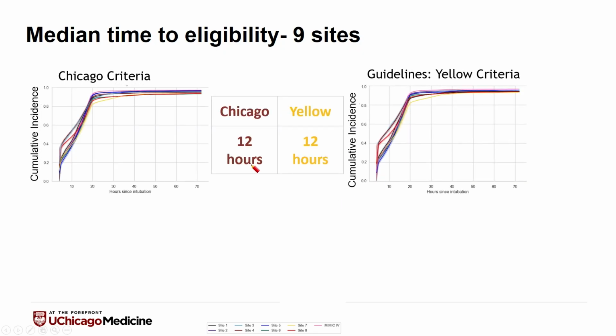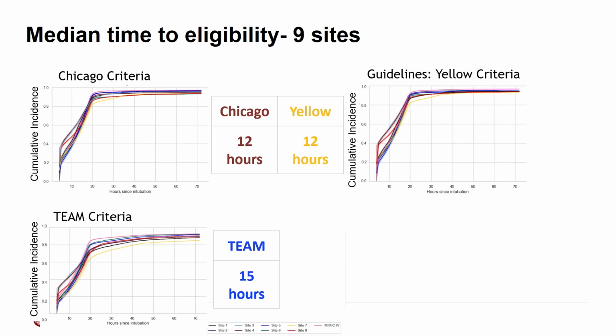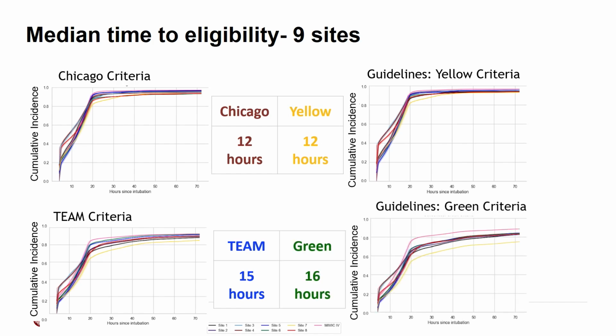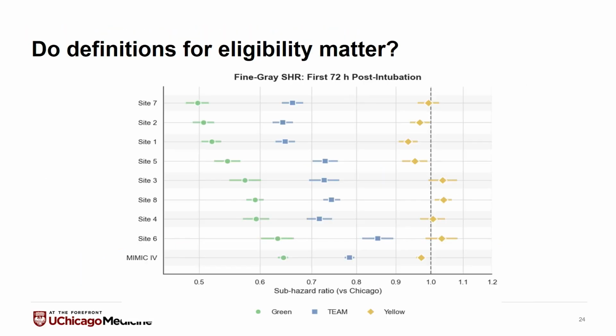If you apply the Chicago or the yellow guideline criteria, patients are meeting criteria within 12 hours. So they have sufficient stability to at least think about mobilization. If you apply the TEAM criteria, there's a slight delay due to the additional stipulations of organ support. And if you apply the green criteria, there's a little further delay. But again, all within 24 hours of mechanical ventilation.